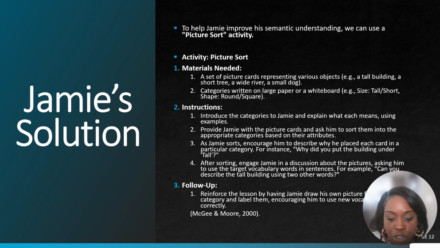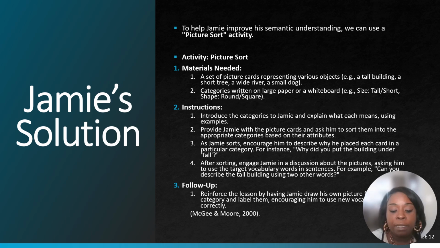So, for instance, you can use picture cards representing various objects: tall buildings, short trees, wide rivers, small dogs. You can go on to help him categorize by writing on a whiteboard or a large paper the different sizes and shapes of the objects. For instruction, introduce the categories to Jamie and explain each of the meanings using examples. Provide Jamie with picture cards and ask him to sort them into appropriate categories.